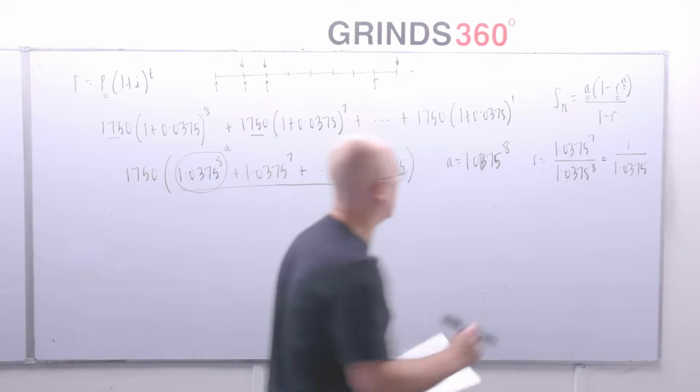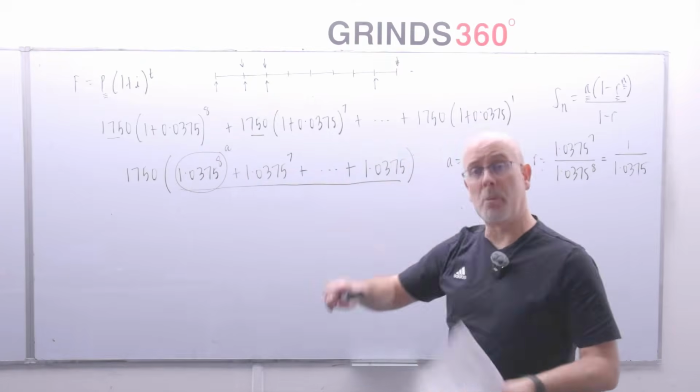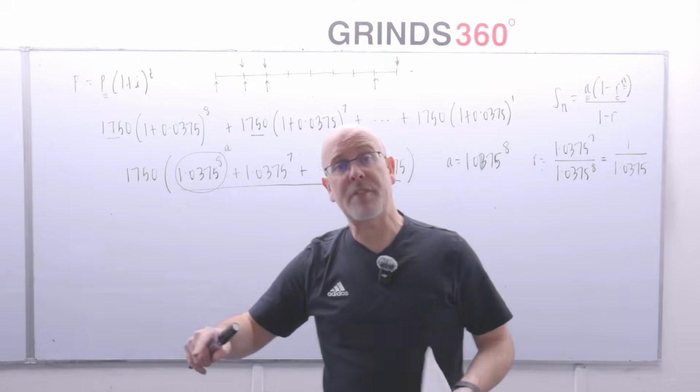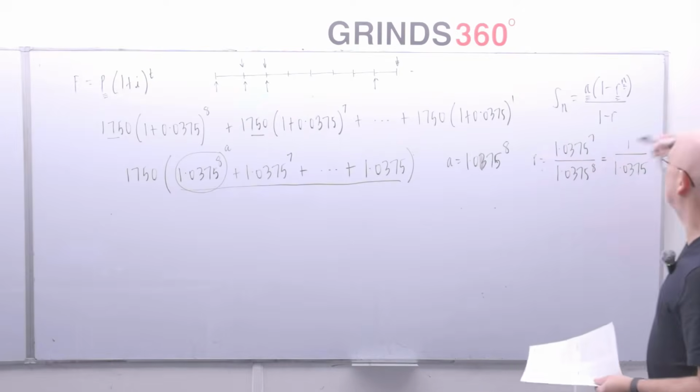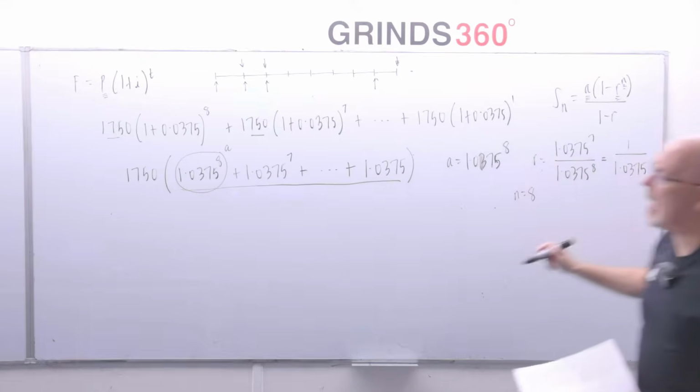All right, that's your value for OR. And N is the number of numbers in this list, which is the number of payments. So because it's every year for 8 years, N is equal to 8. Okay? So there's my 3 values. So I'll just drop those into my SN formula now.